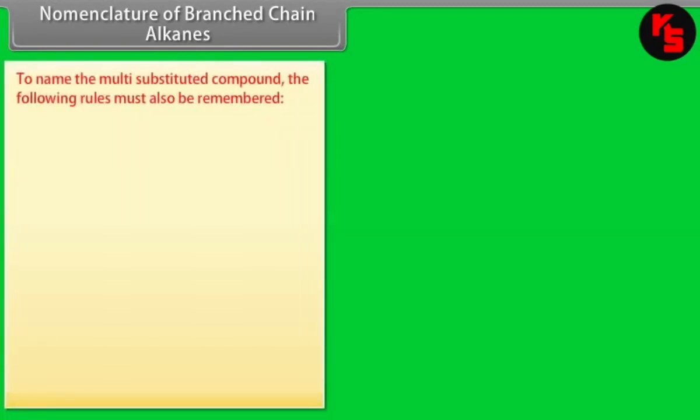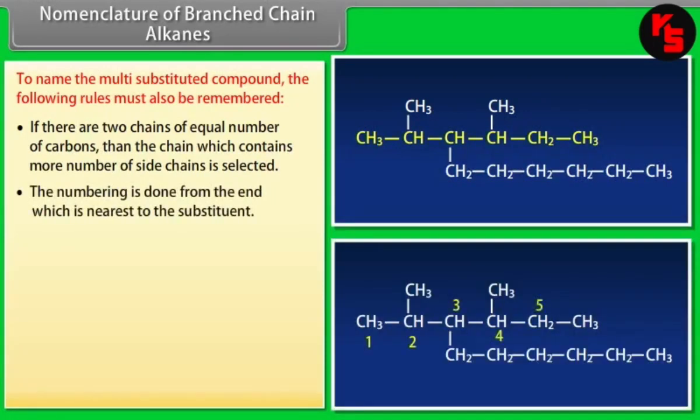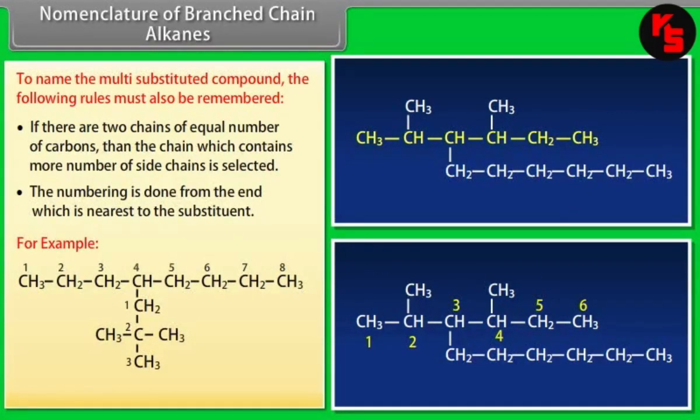Nomenclature of branched chain alkanes. To name a multi-substituted compound, the following rules must also be remembered. If there are two chains of equal number of carbons, then the chain which contains more side chains is selected. The numbering is done from the end which is nearest to the substituent. For example, the IUPAC name of the given compound is 4,2,2-dimethyl propyl octane.